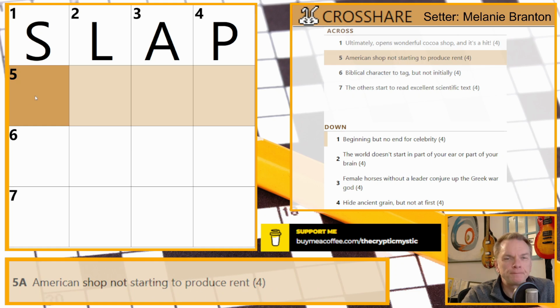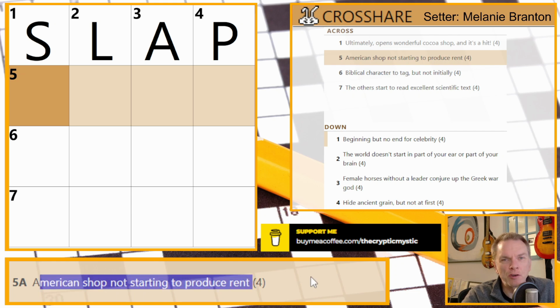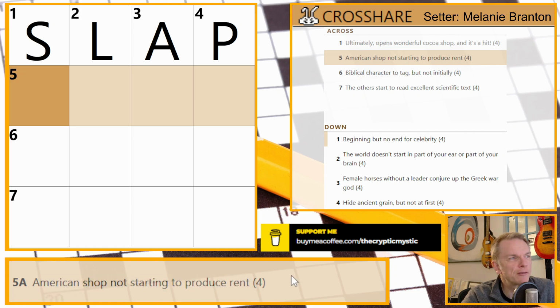Next one, American shop not starting to produce rent. Now, what could that be? American shop not starting to produce rent. So not starting is the wordplay here, isn't it? So we're literally taking the initial letter off a word, probably for an American shop, because it's producing rent. This is a neat trick here, because rent obviously has quite a few meanings, doesn't it? That's the thing about cryptics. You have to think of the multiple meanings of words. Don't just take the meaning you're given from the surface, because that's invariably not the meaning you're looking for.